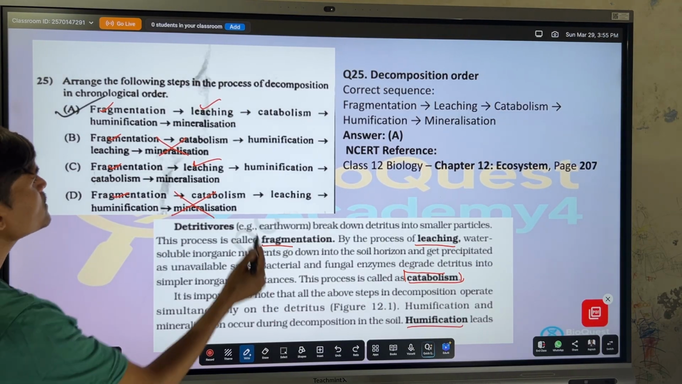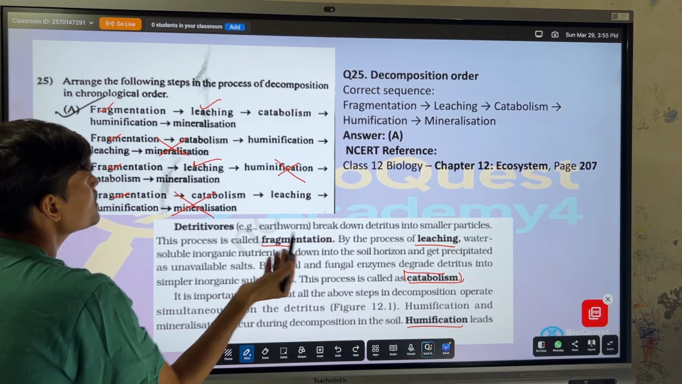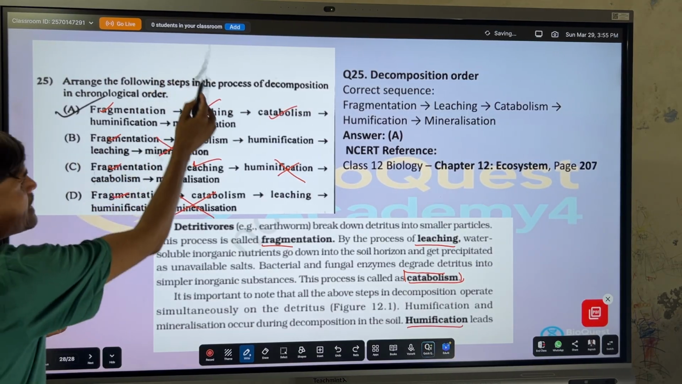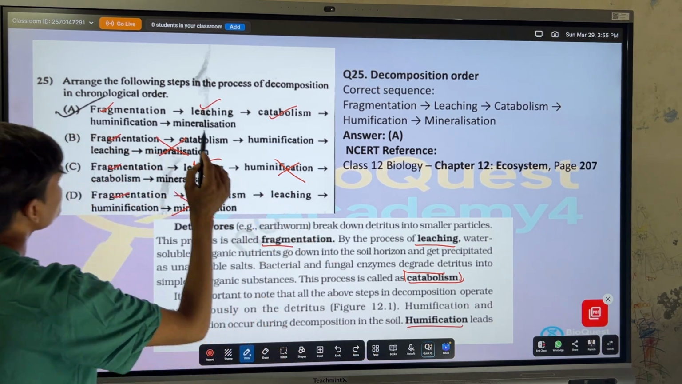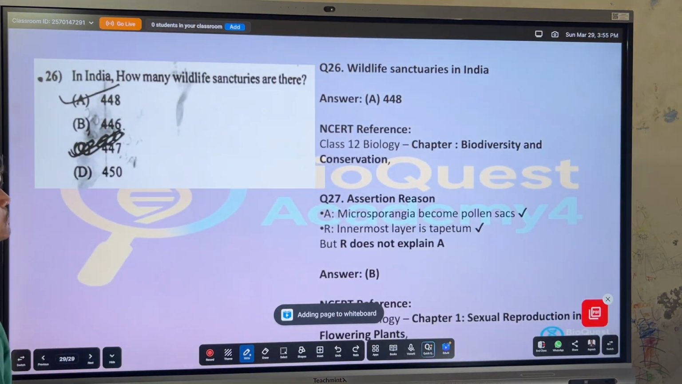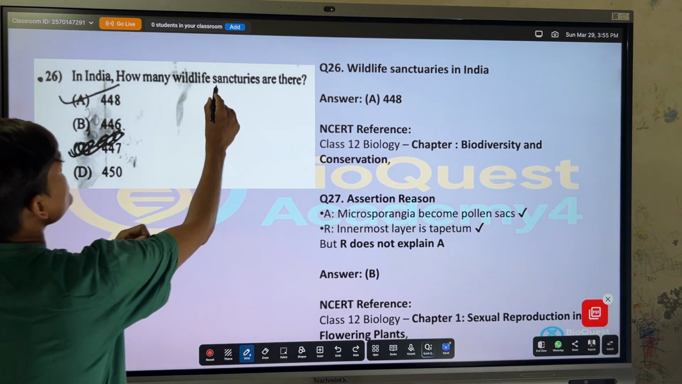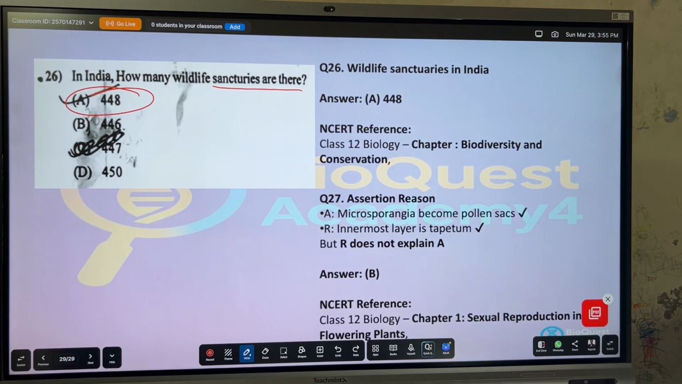Now next, the third is, where do you see catabolism? Here there is no catabolism, but here I can see. That means my answer is A. Fragmentation, then leaching, then catabolism, then humification, in the end mineralization. So that is your answer. Question 26. In India, how many wildlife sanctuaries are there? Answer is 448. 448 sanctuaries are there.